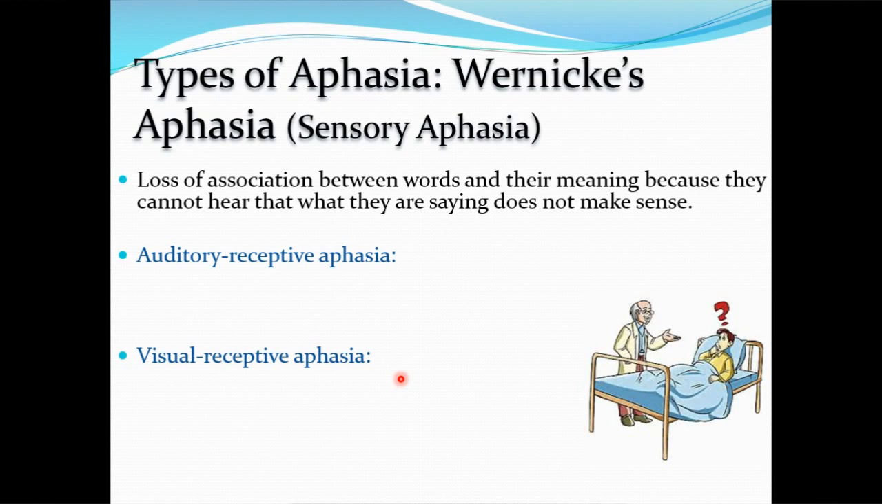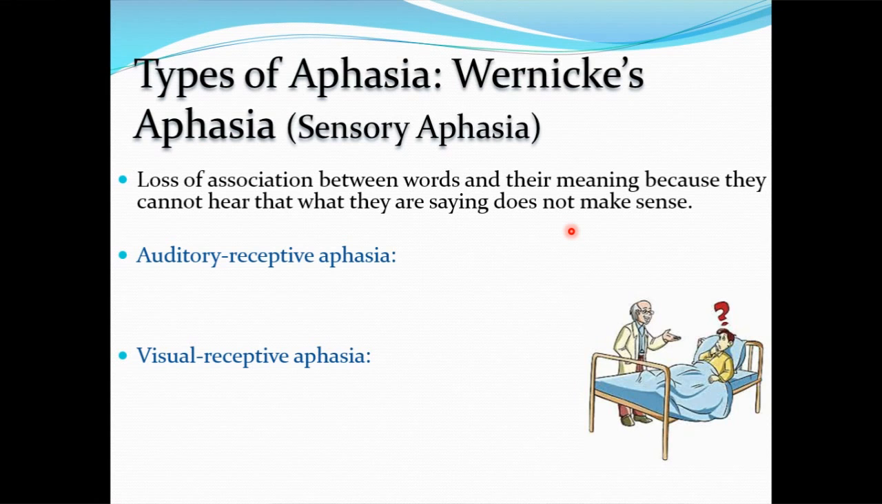Now, Wernicke's aphasia is associated with a loss of association between words and their meaning because they cannot hear that what they are saying does not make sense. So this is often where you get a person who is speaking, they're perfectly capable of using words and speaking, but they're talking nonsense. It's a jumble of words, like a word salad.